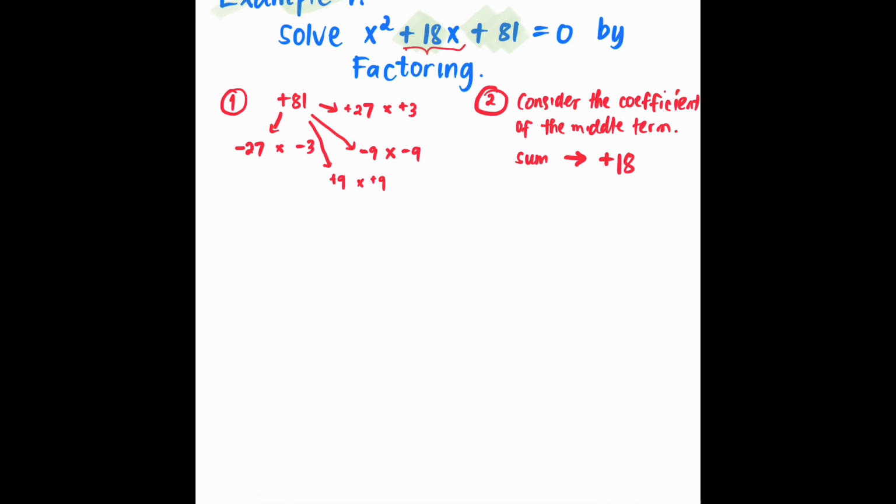All right, so let's take a look at the first pair. The first pair is negative 27 and negative 3. It says we need to get the sum, so that means we need to add them together. Negative 27 plus negative 3 actually gives us negative 30. And we're looking for positive 18 because that's the coefficient of the middle term. So we can say that this pair is out.